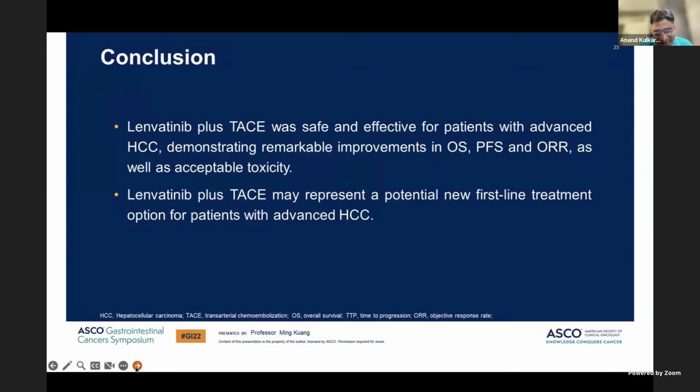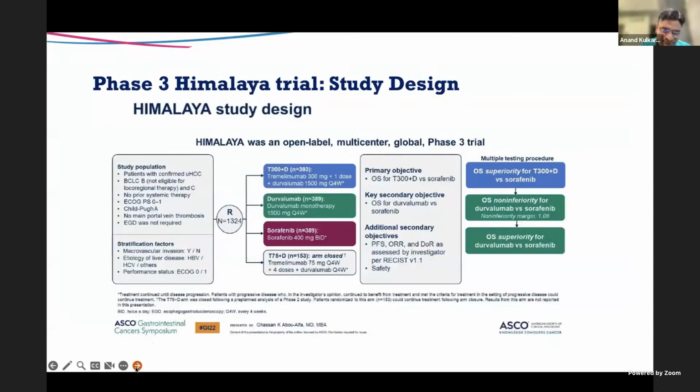So the authors concluded that lenvatinib plus TACE was safe and effective for patients with advanced HCC, demonstrating remarkable improvement in OS, PFS, and ORR, with similar toxicity as compared to individuals who receive only lenvatinib. So this might be a potential new first-line therapy for advanced HCC, len plus TACE, while on the other hand, for advanced HCC with larger lesions, we do TARE or SBRT in combination with immuno-oncology agents to achieve a resection, that is ABC, atezolizumab followed by curative resection, or len-TACE followed by curative therapies.